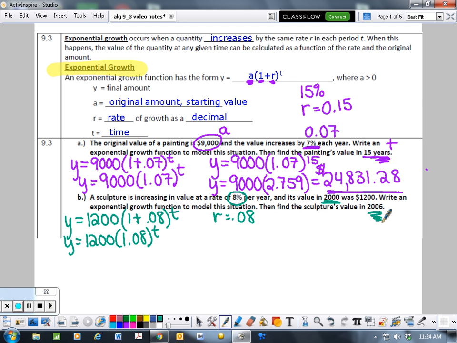Then find the sculpture's value in 2006. Okay, so what do I put in for t? Do I put in 2006? No. I have to look at how much time has passed between 2000 and 2006. So really, my t is going to be 6. And that's what I'm going to plug in. So y is equal to 1,200 times 1.08 to the 6th power. And so now we're going to calculate 1.08 to the 6th power.